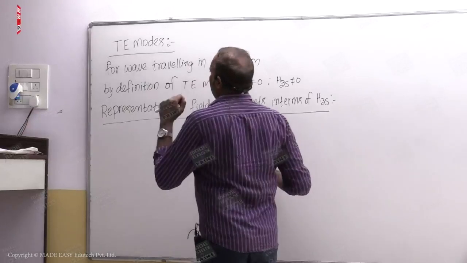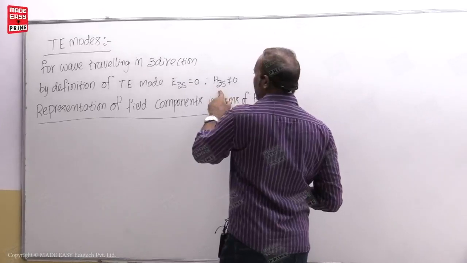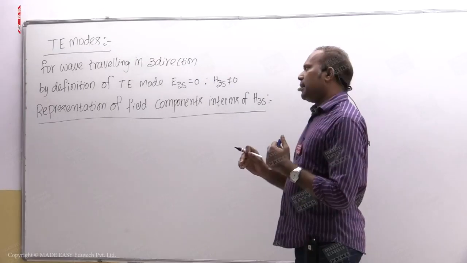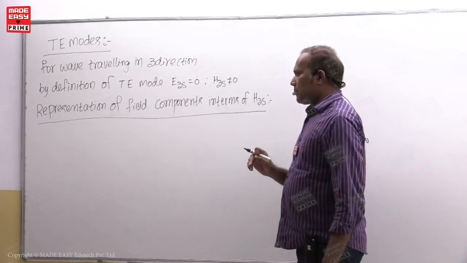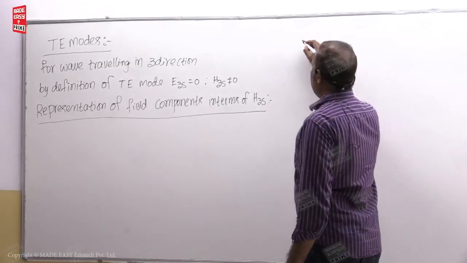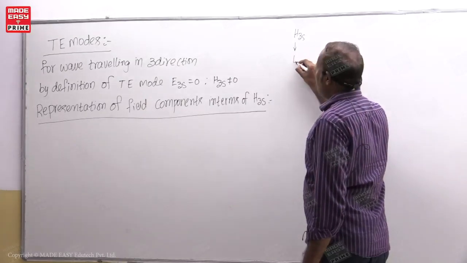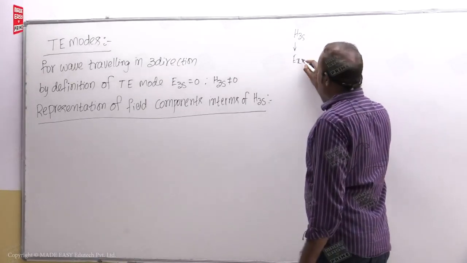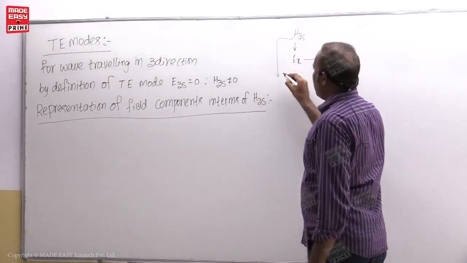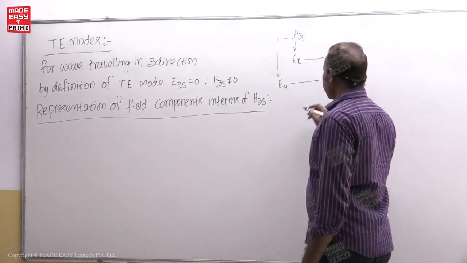Here in TE modes for a wave traveling in the Z direction, the main component is the Hz component. That means it is like a mother component that produces other field components. If you want, I will give the picture now itself. For example, Hz is the main component. Then this component generates Ex. If this Ex component generates Hy, and again if this component generates Ey, then this Ey component generates Hx.